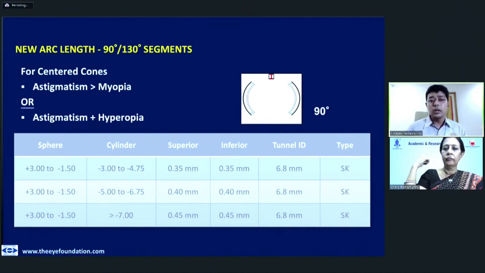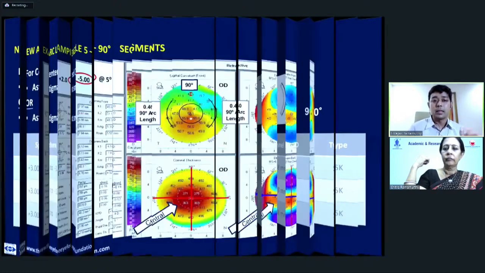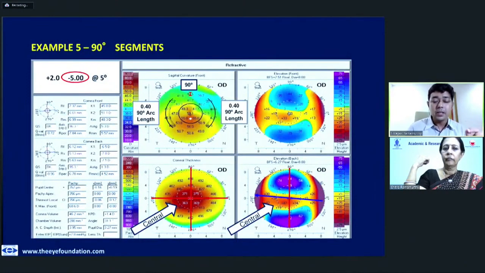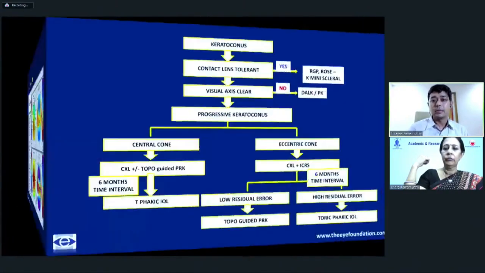So in patients where the myopia is already less, or in rare cases who have a slight amount of hyperopia along with astigmatism, you don't want a global flattening and cause a greater amount of hyperopic shift. And in those cases, you can use a smaller arc segment, like in this particular example, with the patient accepting a low-grade hyperopia, but predominantly a cylindrical power, and where these arc segments work well.